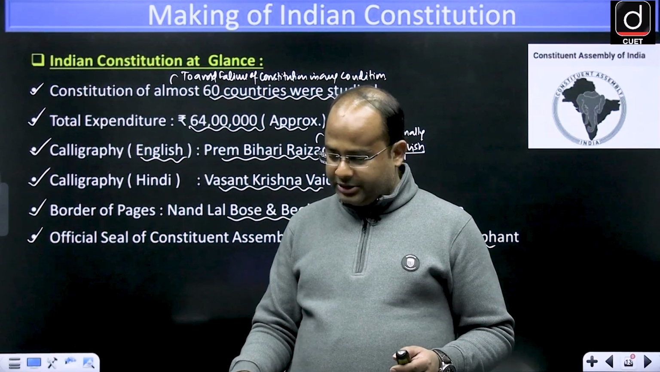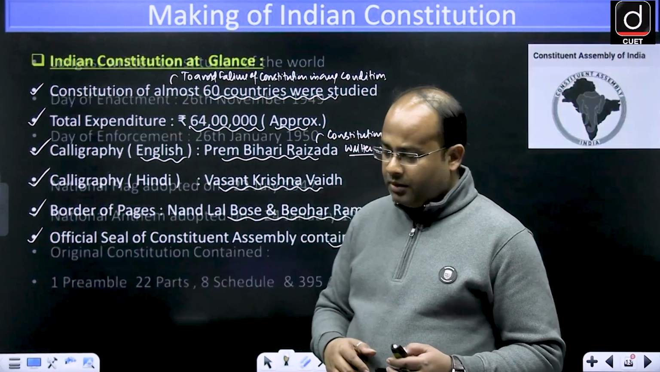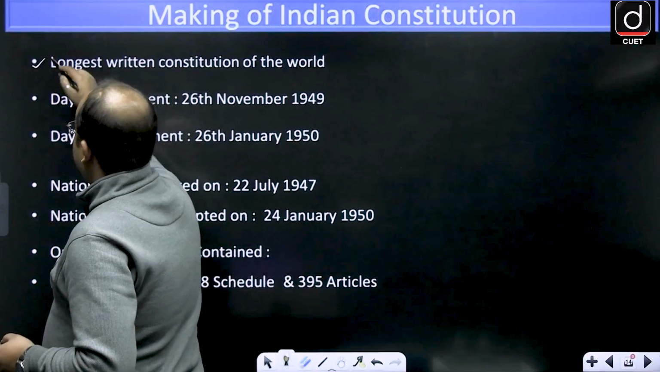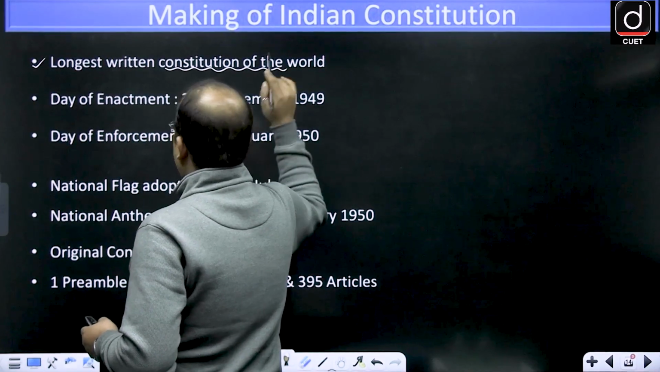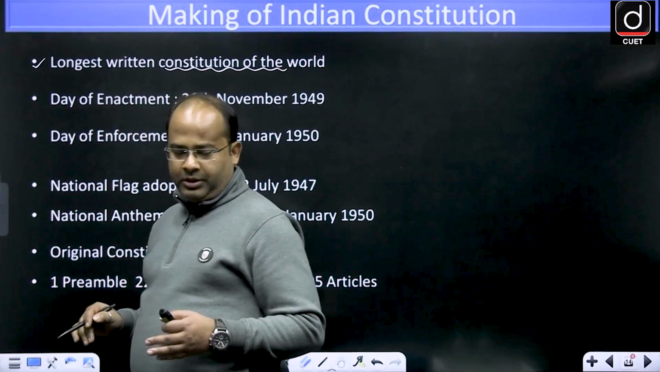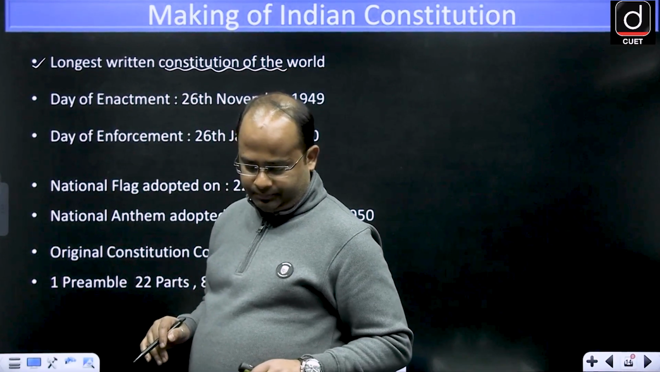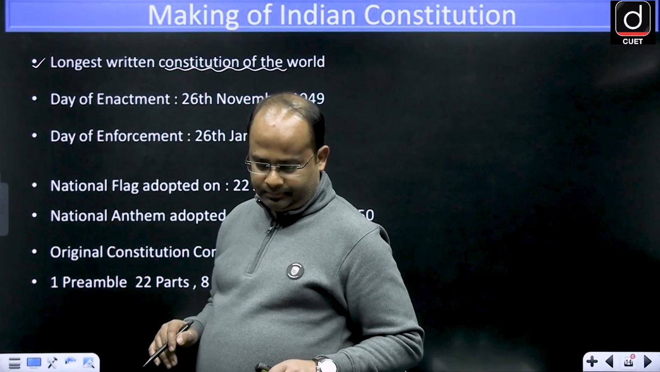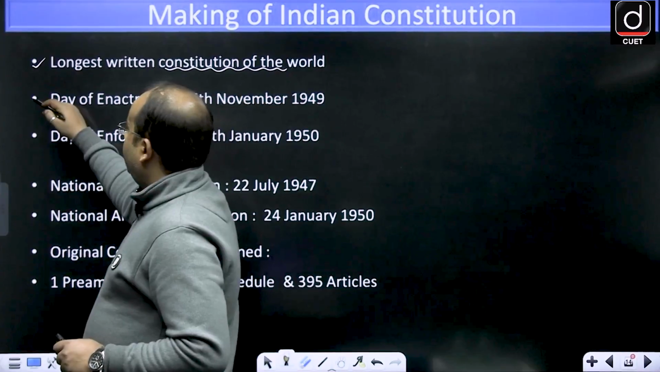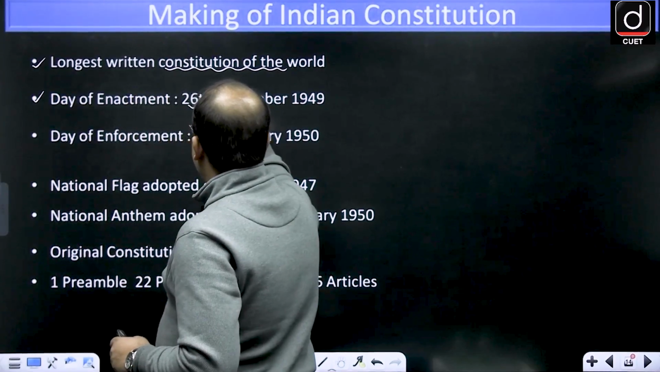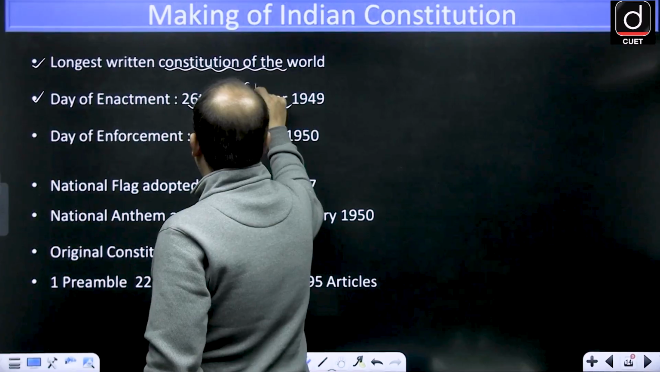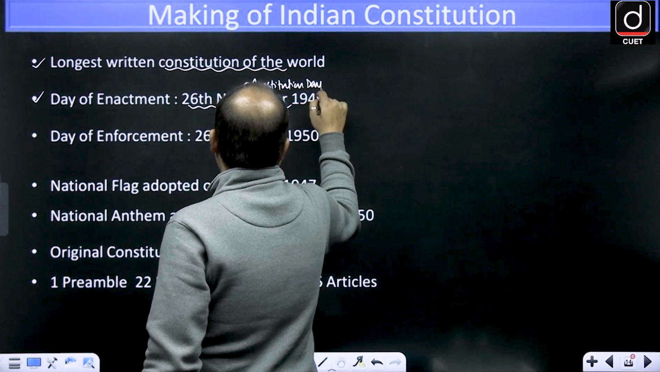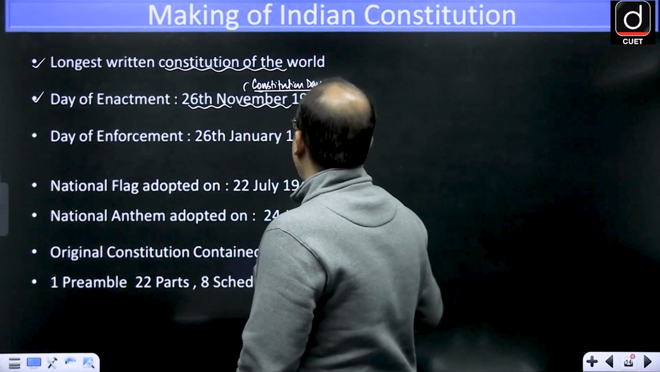Now guys, let's discuss the next feature. It is the longest written constitution of the world. The shortest written is the Constitution of Monaco, guys. Next is the day of enactment, which is 26 November 1949, and this is called Constitution Day. And the constitution was partially implemented as well.